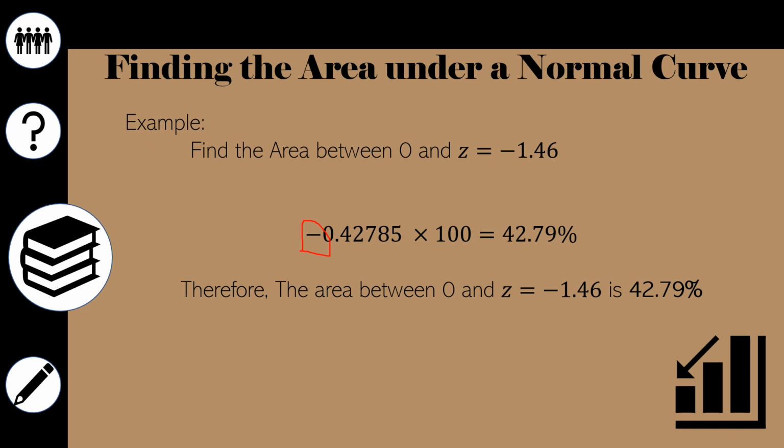Now we multiply it by 100. Again, rounding off rules. Now, why isn't this a negative? Well, the area will always have to be positive. Meaning, no matter if it has a negative sign in front or not, you will have to remove it to get the percentage.